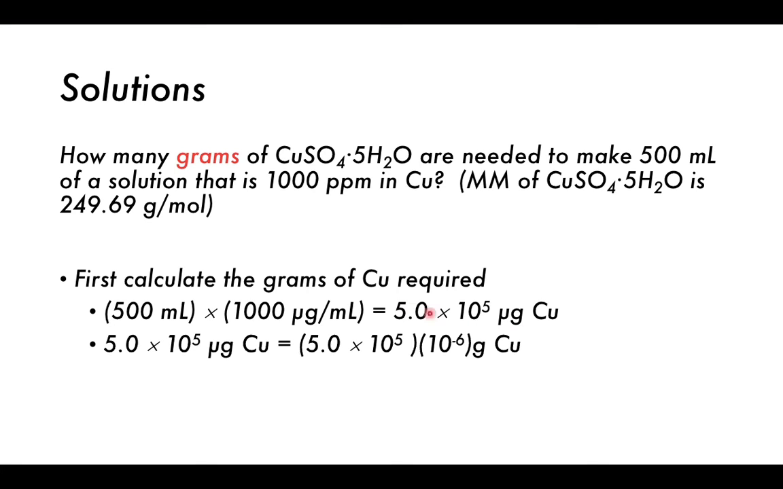So we can then use this information on the number of micrograms of copper to find out the number of grams of copper. That's just using our conversion factor. 1 microgram is equal to 10 to the minus 6 grams of copper. Then 5.0 times 10 to the minus 1 grams of copper is the number of grams that we need, or it's 0.5 grams of copper.